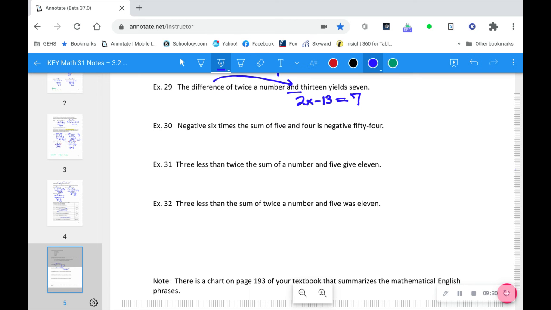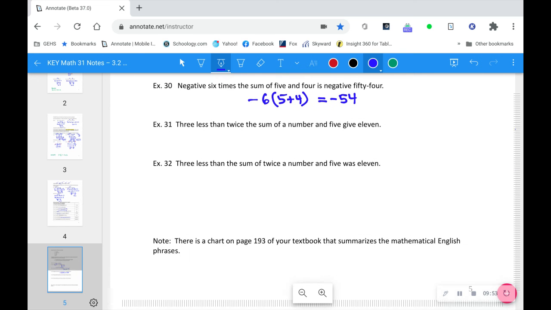Okay. Negative 6 times the sum of 5 and 4 is negative 54. Here's your equal sign. Negative 6 times the sum. Well, the sum of 5 and 4 looks like this. That's the sum of 5 and 4. I'm supposed to say negative 6 times that. So if you'll think about that, that's 9 times negative 6. Sure enough, negative 54.